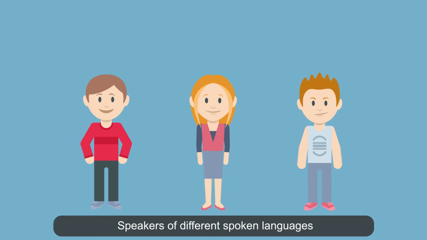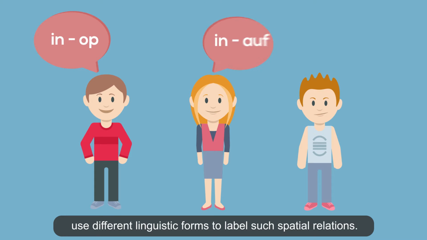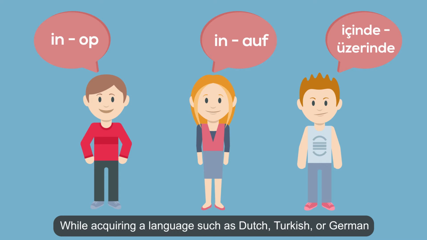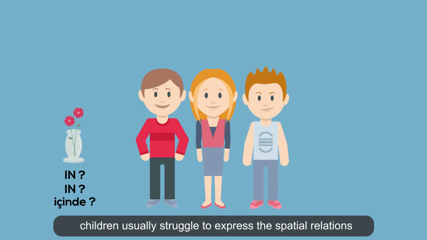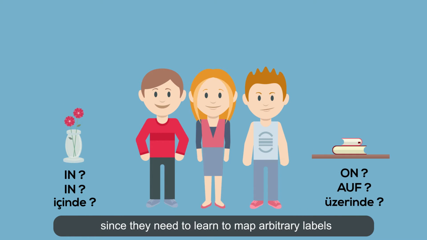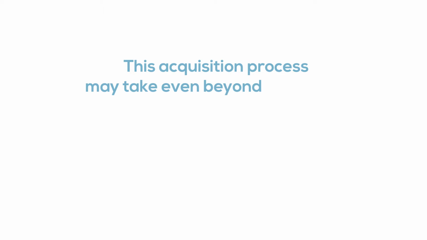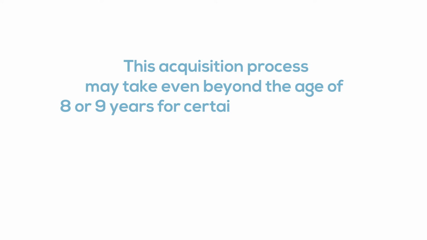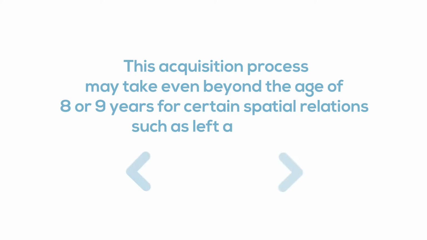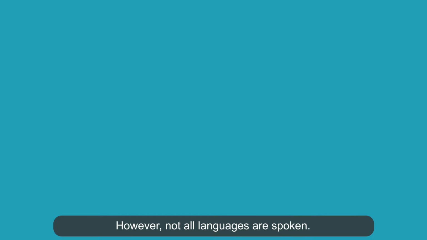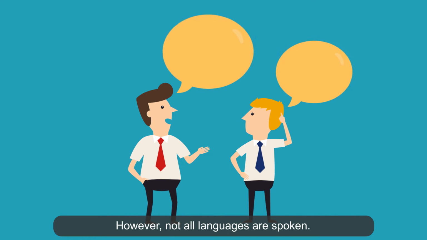Speakers of different spoken languages use different linguistic forms to label such spatial relations. While acquiring a language such as Dutch, Turkish, or German, children usually struggle to express the spatial relations since they need to learn to map arbitrary labels in their language to the spatial relations that they see. This acquisition process may take even beyond the age of 8 or 9 years for certain spatial relations such as left and right. However, not all languages are spoken.